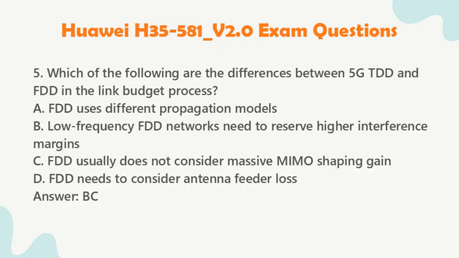5. Which of the following are the differences between 5G TDD and FDD in the link budget process? A. FDD uses different propagation models. B. Low-frequency FDD networks need to reserve higher interference margins. C. FDD usually does not consider massive MIMO shaping gain. D. FDD needs to consider antenna feeder loss. Answer. B, C.